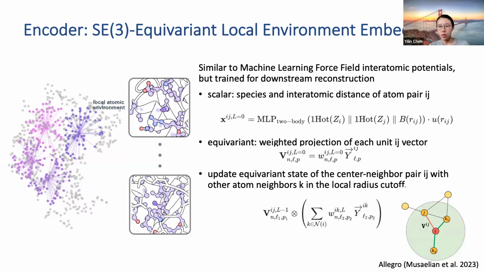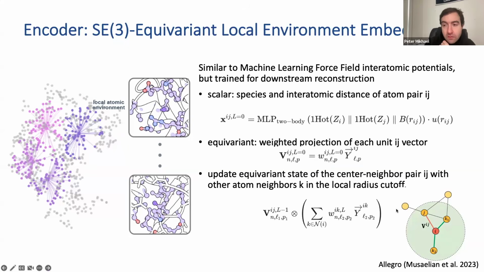So the model has these internal representations of the scalar, which are atomic species and interatomic distance of an atom pair ij, which you just do an MLP two-body of, and then with a projected distance. And then they have the equivariant part, which is a weighted projection of each unit ij vector, so the direction of that vector. At each layer, you basically update the equivariant state of the center neighbor pair ij with all other atom neighbors, so ik, in its local radius cutoff.